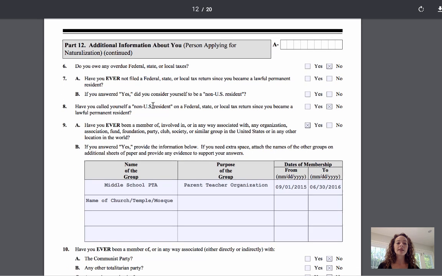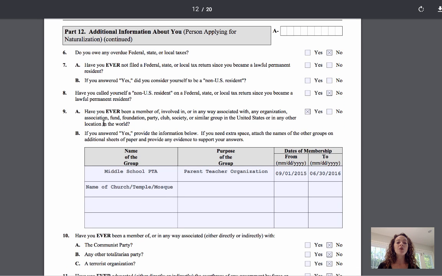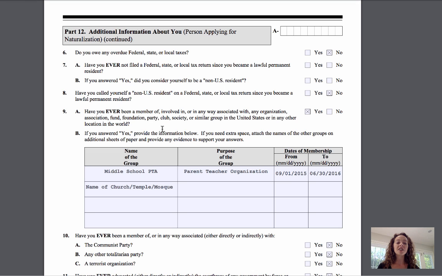All right, let's go back here. Another one, let me see. Okay, number 9. Have you ever been a member of, involved in, or in any way associated with any organization, association, fund, foundation, party, club, society, or similar group in the United States or in any other location in the world? Okay, most people look at that and they get all scared because they think they're asking about just terrorist organizations or things like that. They're not. They're asking about any organizations, and most people, to be honest with you, are involved in organizations. It shows that you're part of the community.